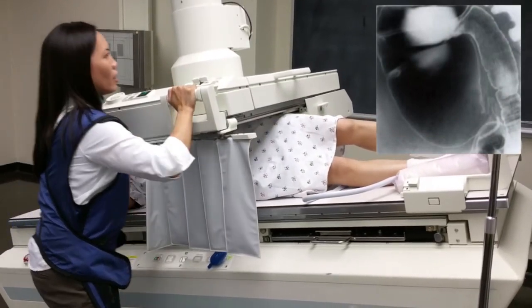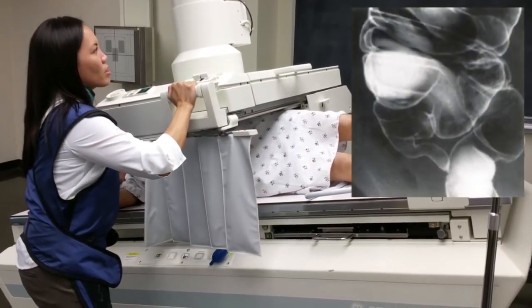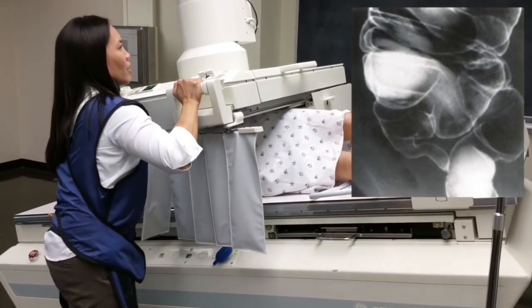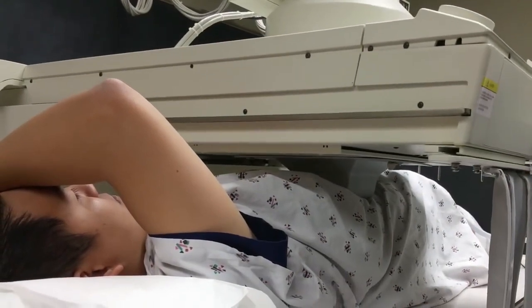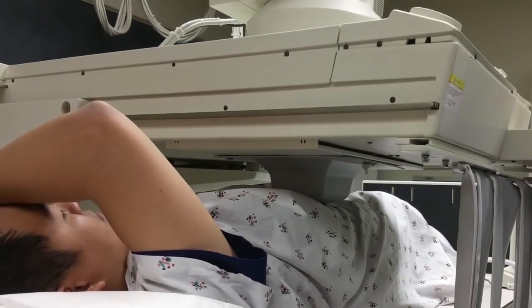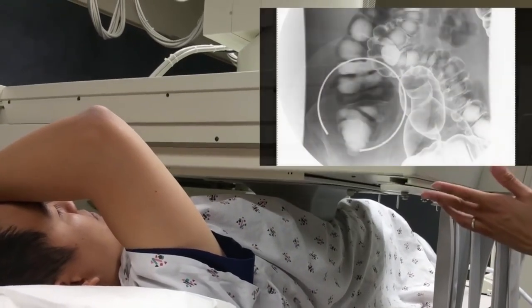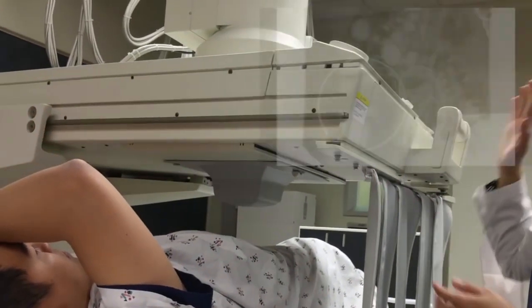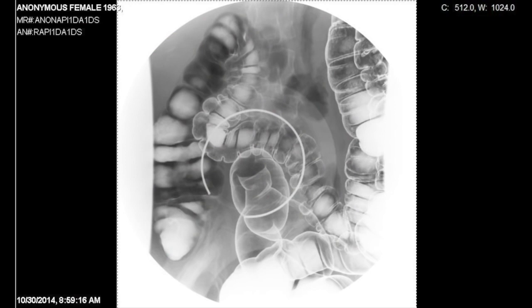Take at least 2 spot images of the air-filled cecum, preferably in a supine and oblique position. If the barium hasn't reached the appendix or terminal ileum, a compression paddle may be used to push barium into this area. A compression paddle may also be used to separate loops of bowel.